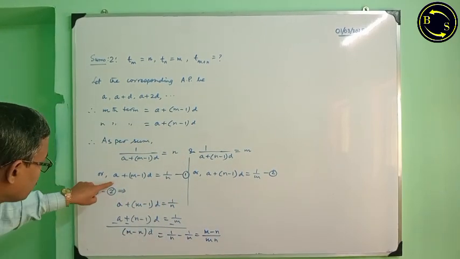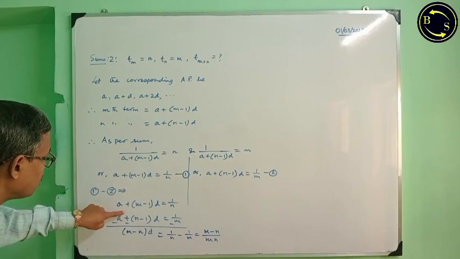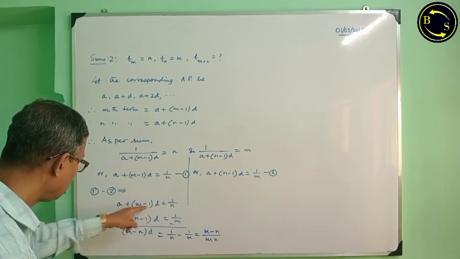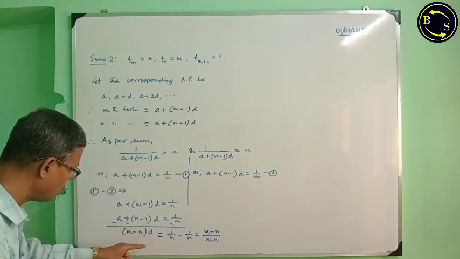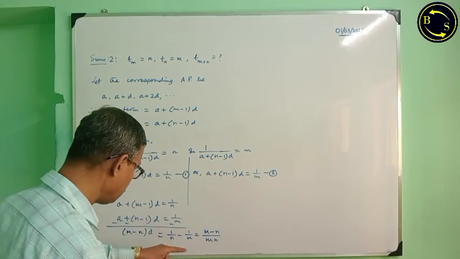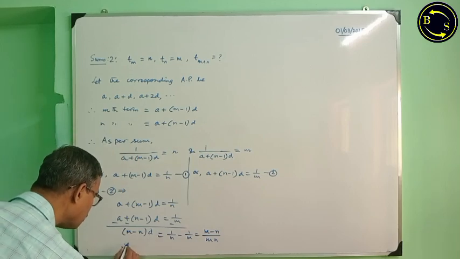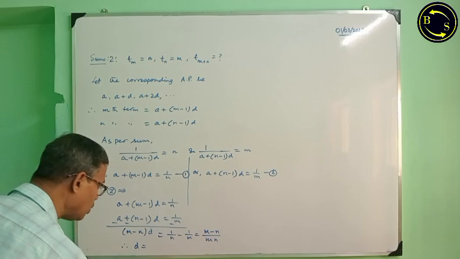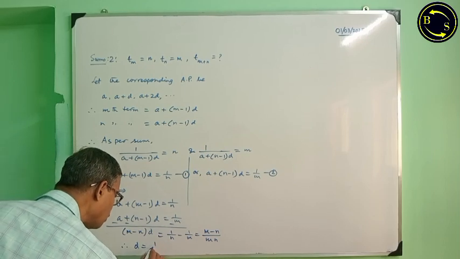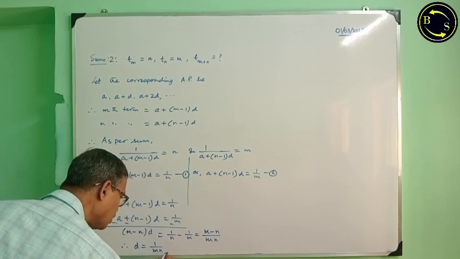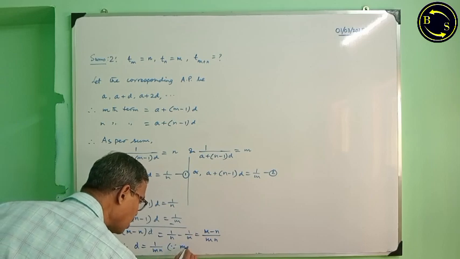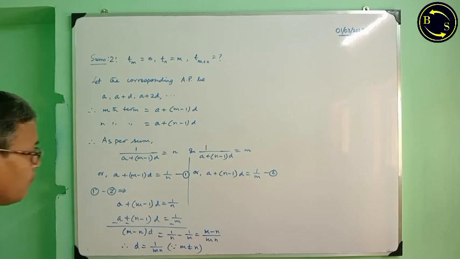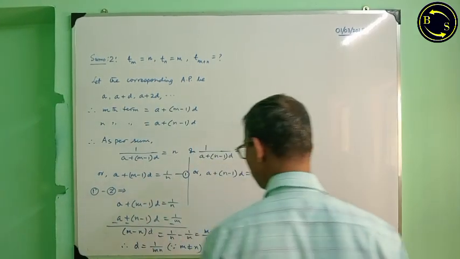Let me check. A plus n minus, okay. This one, MD minus nD, I have taken D common factor, (m minus n) into D is equal to (m minus n) by mn. M and n are unequal, therefore D will be equal to 1 by mn. Since I mentioned here m not equal to n, therefore we got the value of the common difference D.